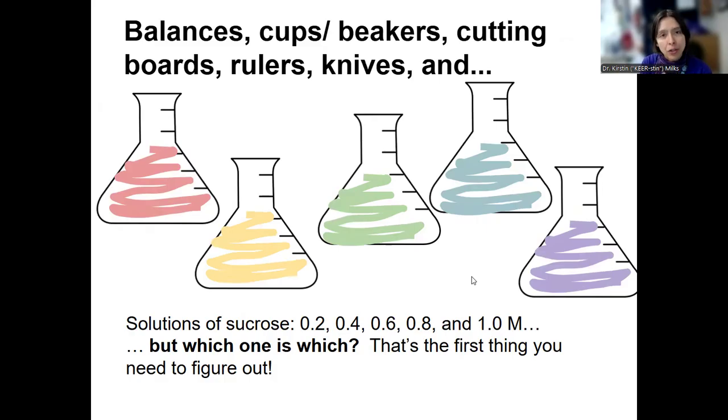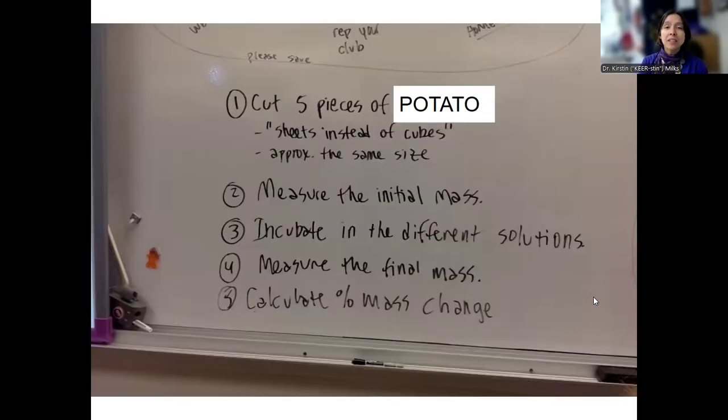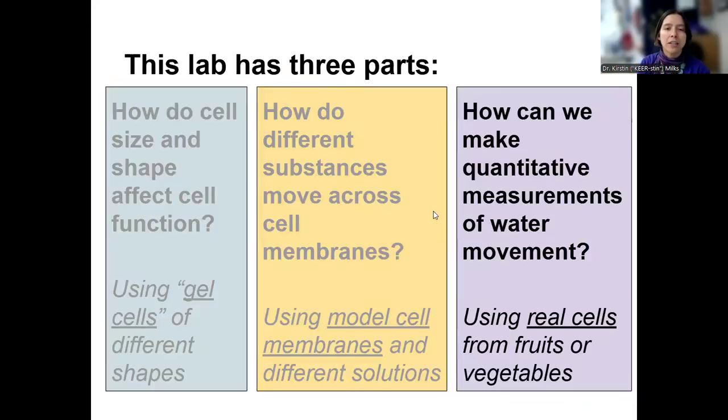So if you weren't here yesterday on Thursday, I gave folks some potatoes and I gave them some solutions, and I said, which solution is which? I've mixed them up. I didn't mix 2 of them up, but I mixed the rest of them up. How will you know which one is which? And the answer is people cut some potato, they measured the initial mass, they incubated them in the different solutions overnight, they measured the final mass, and we're going to calculate percent mass change.